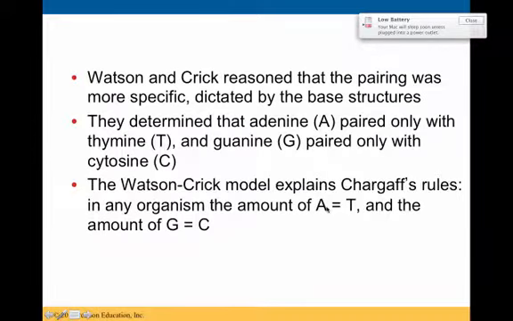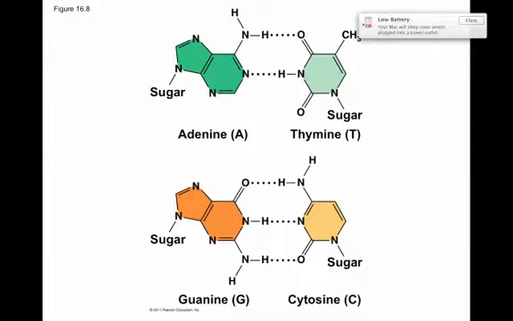Okay, so Watson and Crick figured out that the pairing had to be more specific. Adenine paired only with thymine, which matched Chargaff's rule. Guanine paired only with cytosine. And Watson and Crick's model does explain Chargaff's rule that the amount of A in any species matches the amount of T, and the amount of G matches the amount of C. Okay, and there's our bases. Got our purines, adenine and guanine, that bond to pyrimidines, thymine and cytosine.